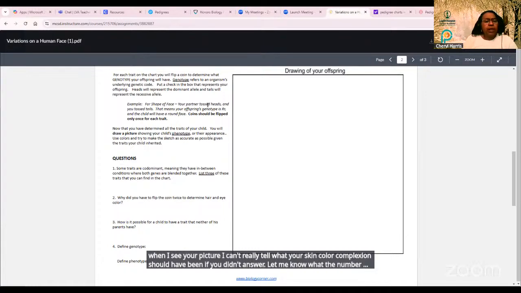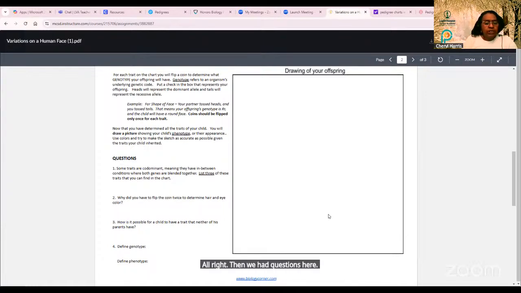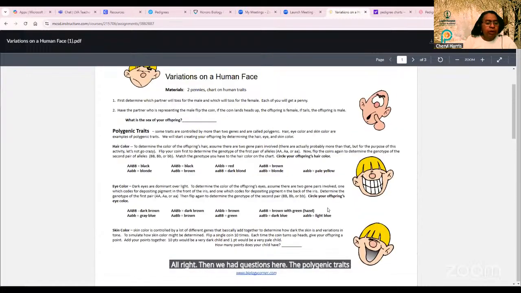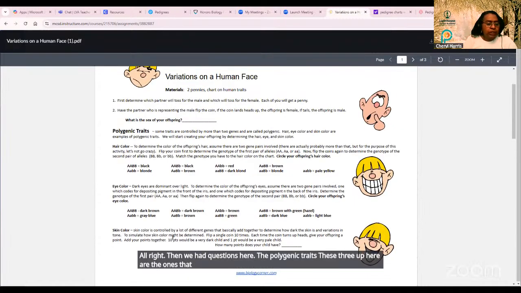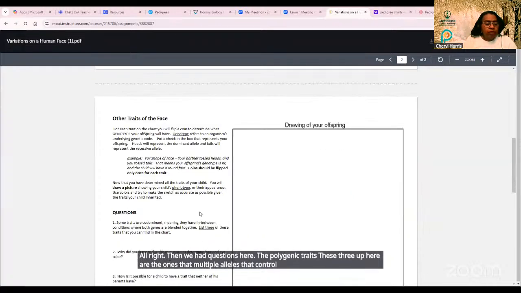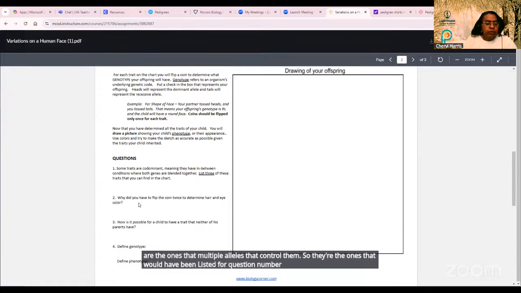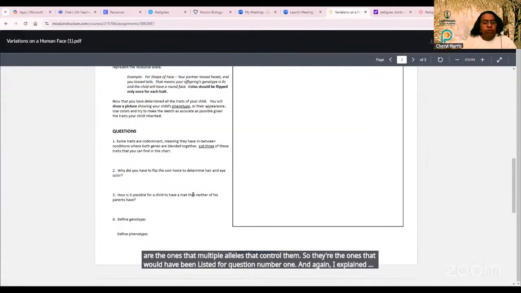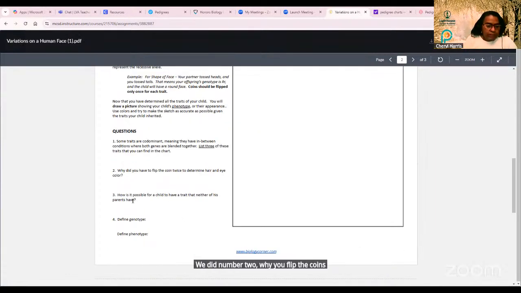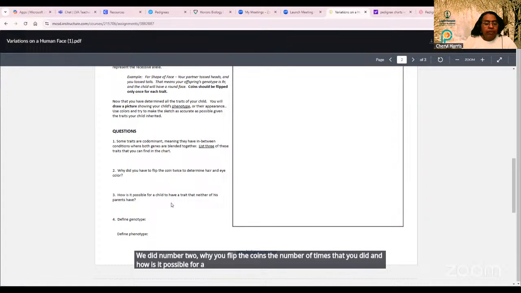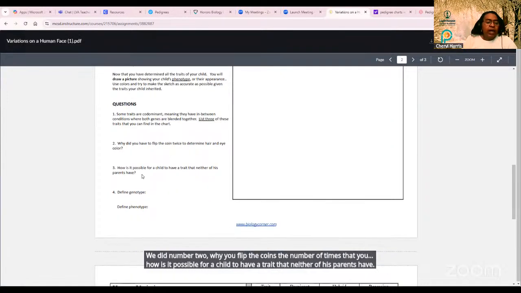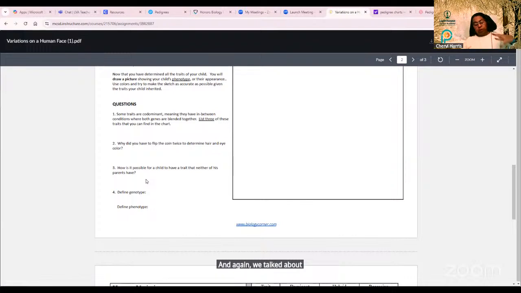All right. Then we had questions here. The polygenic traits, these three up here, are the ones that have multiple alleles that control them. So they're the ones that would have been listed for question number one. And again, I explained why we did number two, why you flipped the coins the number of times that you did, and how it is possible for a child to have a trait that neither of his parents have. And again, we talked about this is where we're looking at the person and we're saying they don't look like anybody in the family.